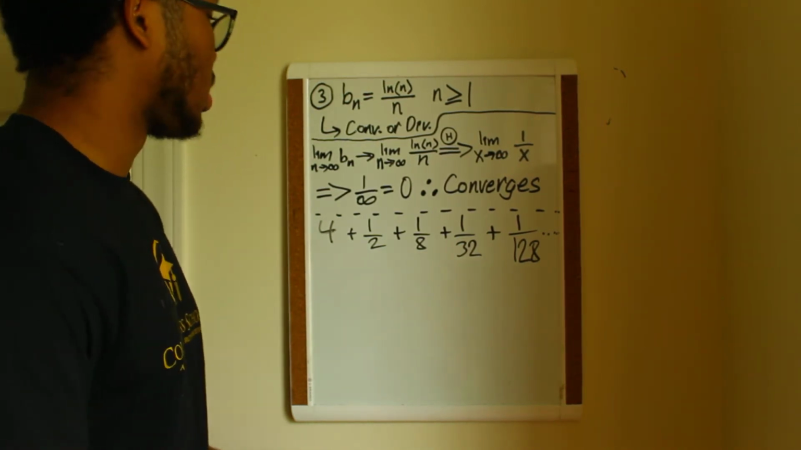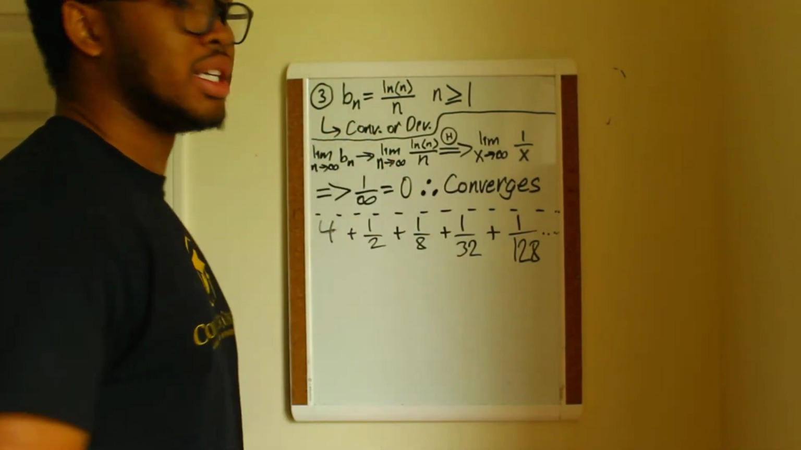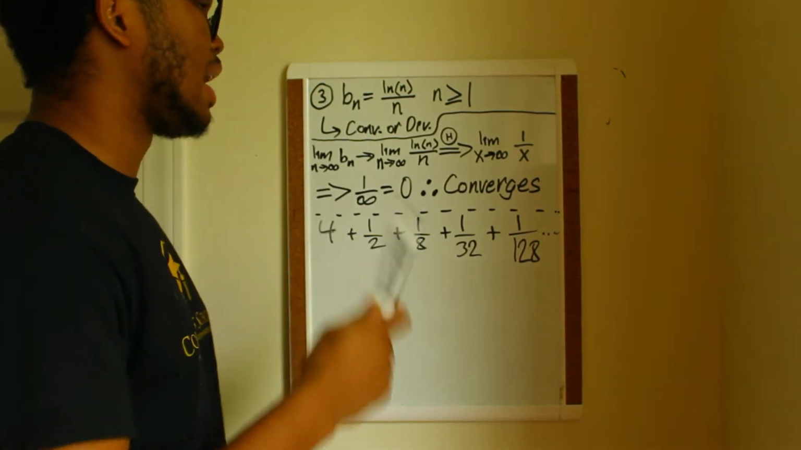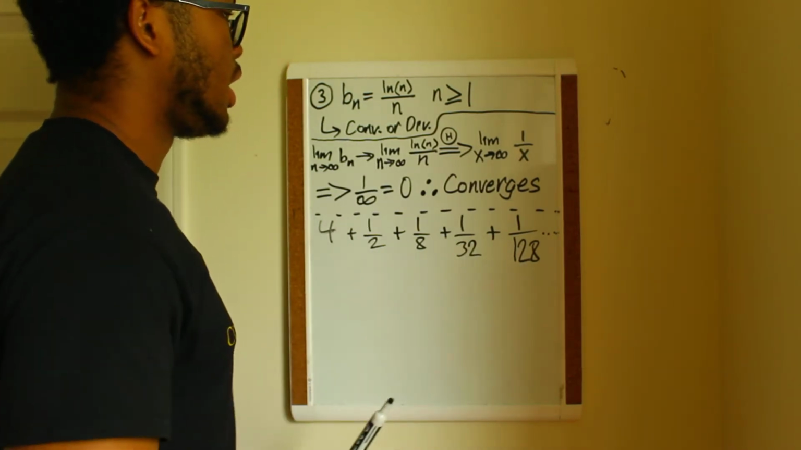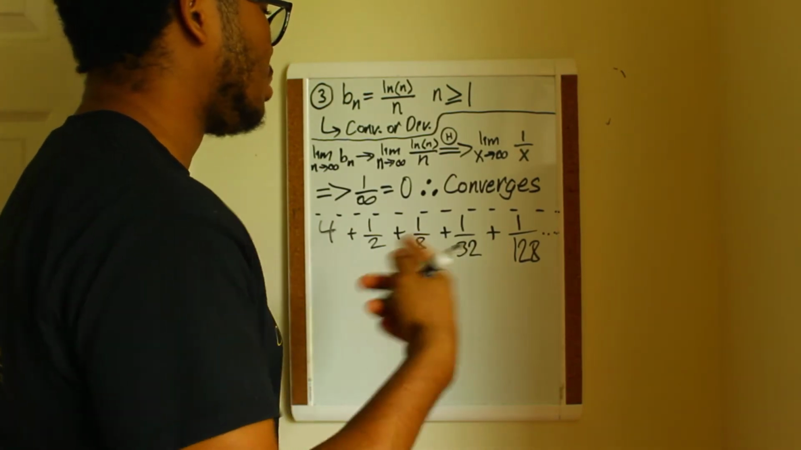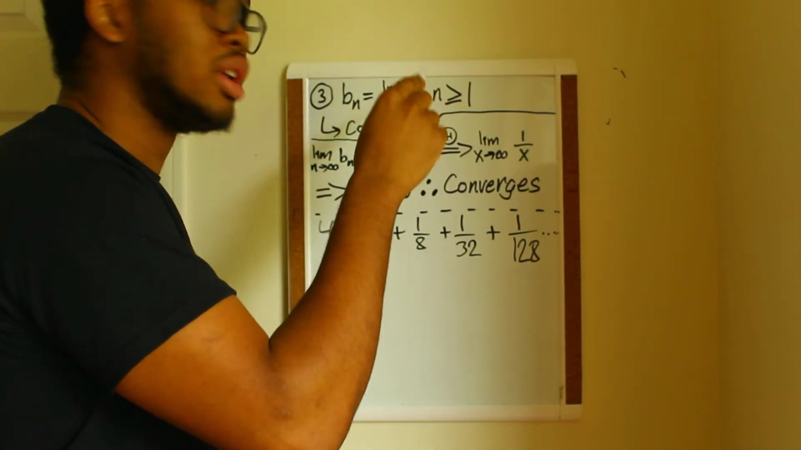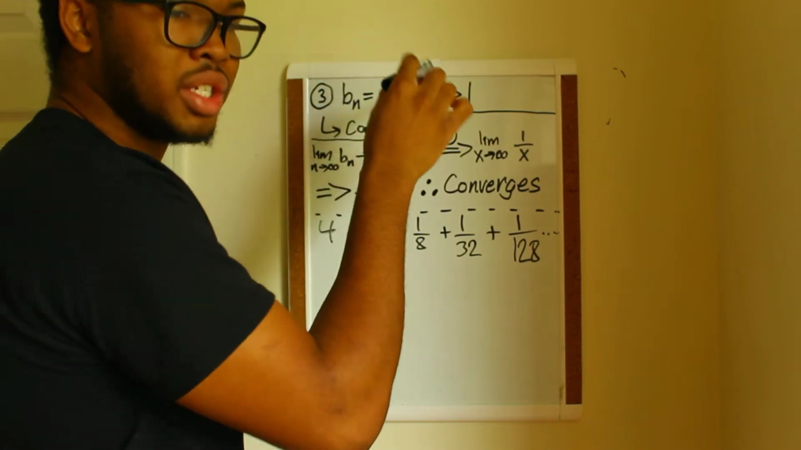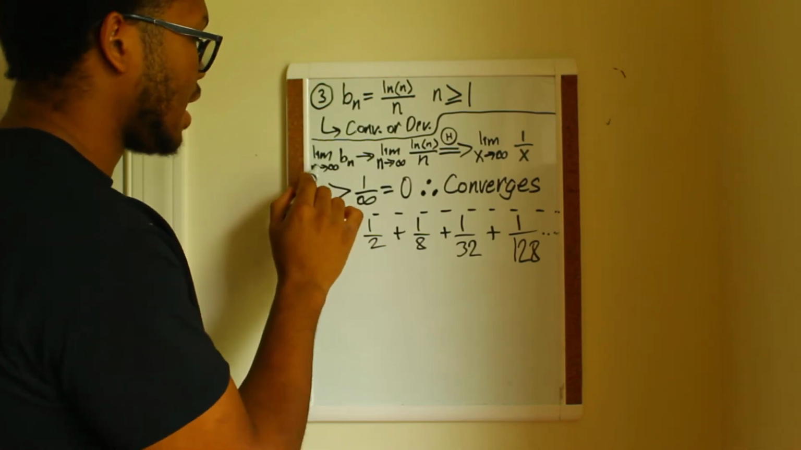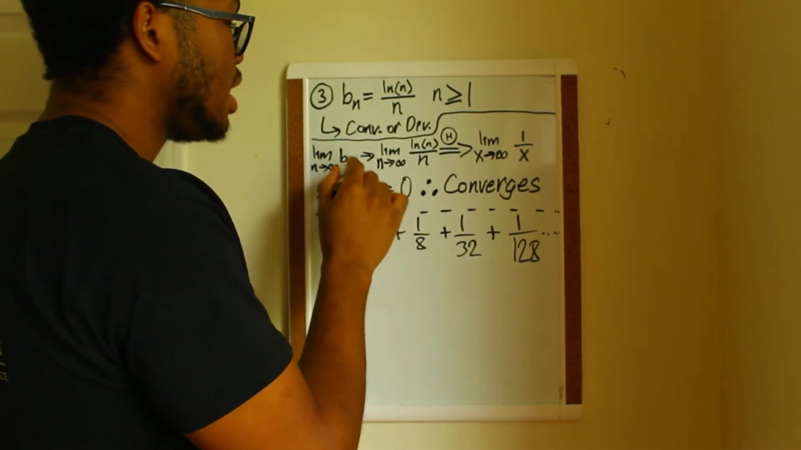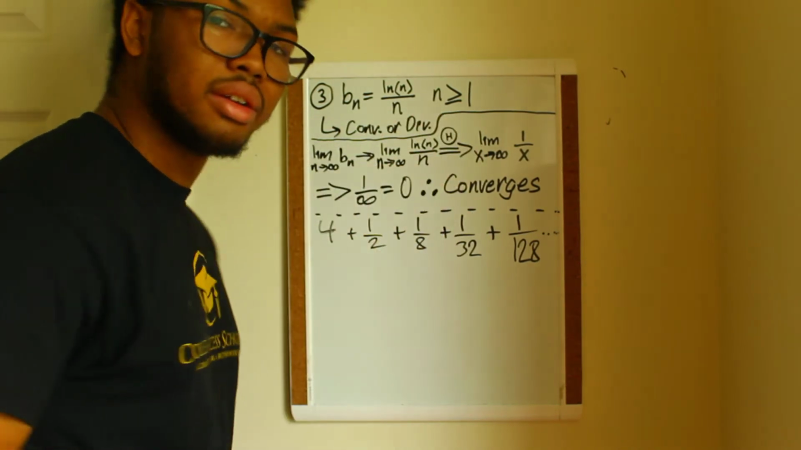So, for the first part of question number 3, they give us a sequence b sub n equals ln of n over n, and tell us to find whether it converges or diverges for any n larger than or equal to 1. So what we're going to do here is find the limit as n approaches infinity of this, because we can represent the nth term of the sequence as a function. And this is our function, right? So we say the limit as n approaches infinity of b sub n equals the limit as n approaches infinity of ln of n over n, right?